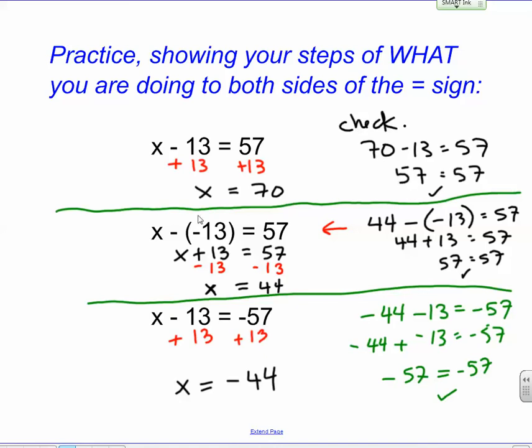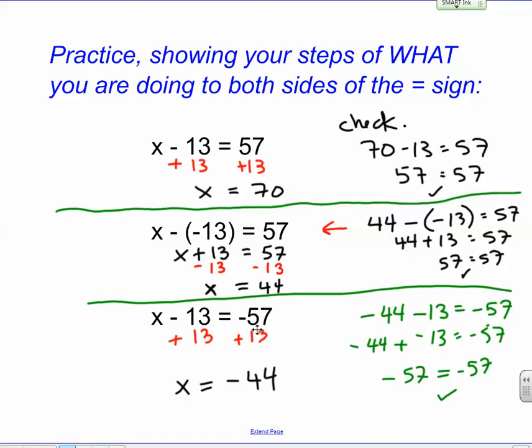Now this one's a little different because you have to simplify before you solve. So you add the opposite. So x minus a negative 13 becomes x plus 13. And now once I have it simplified, it's easy to see how to undo my addition by subtracting 13 from both sides. And I have x equals 44. Show your check. 44 minus a negative 13 is 44 plus 13, which is 57, which matches the right side of the equal sign.